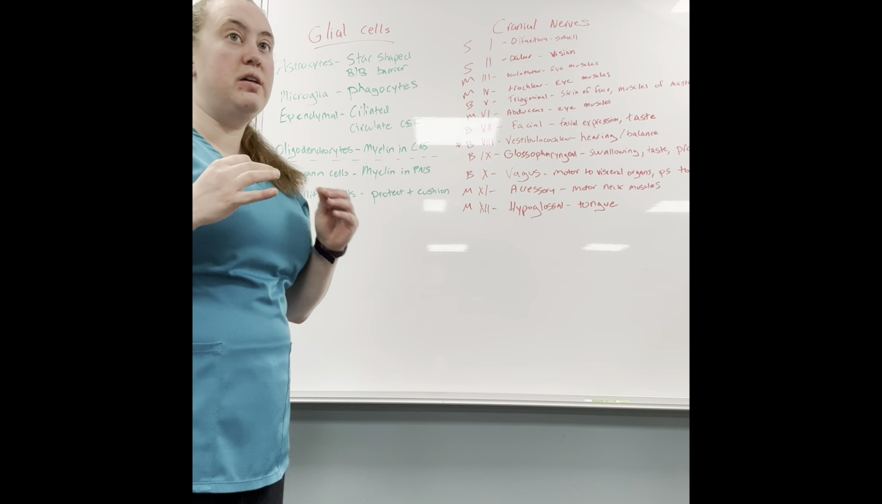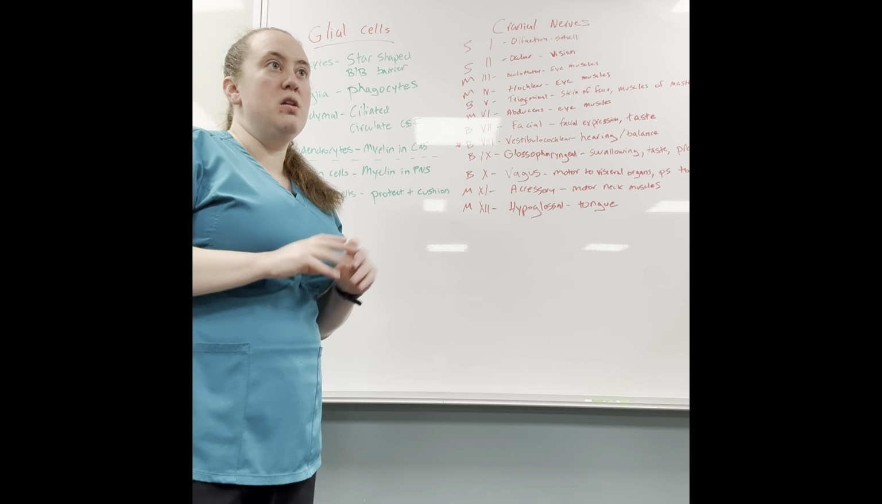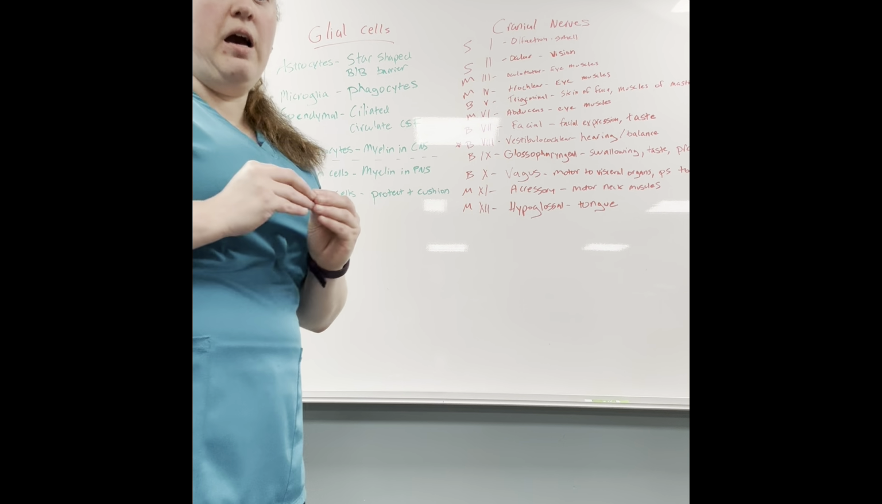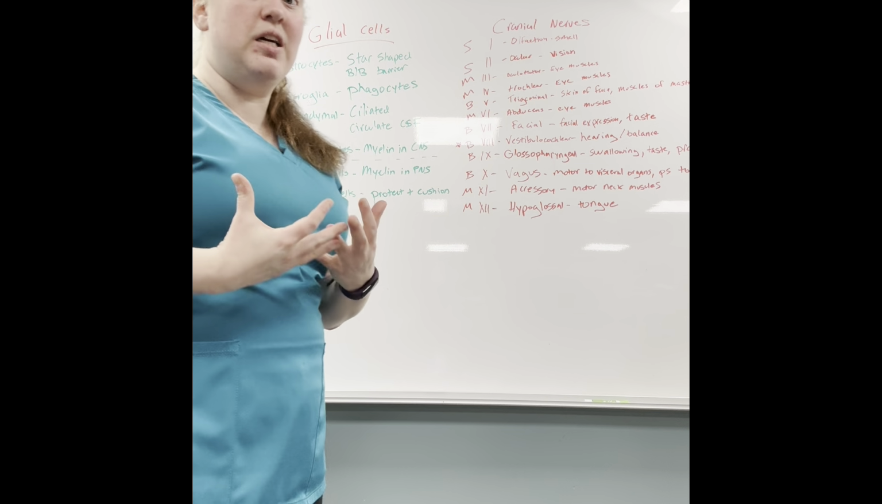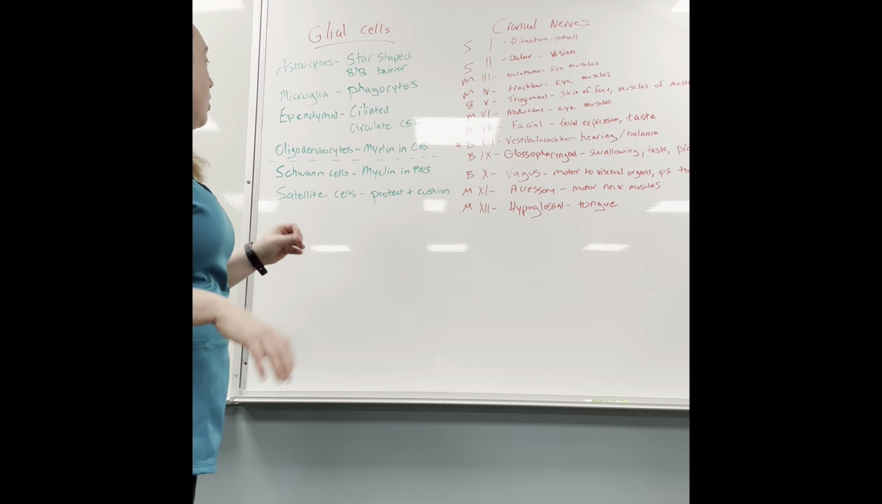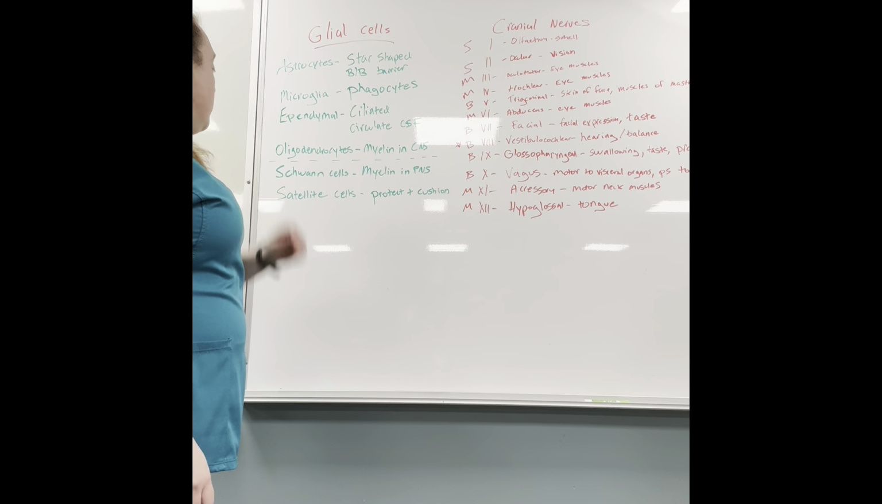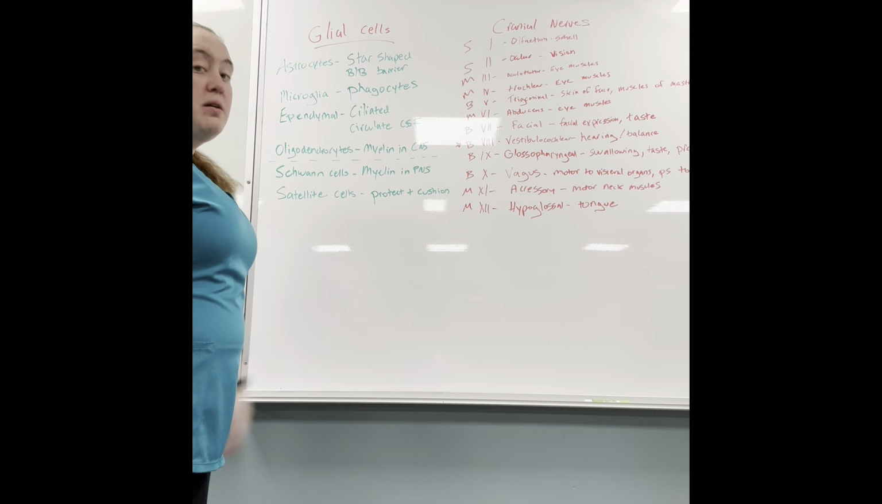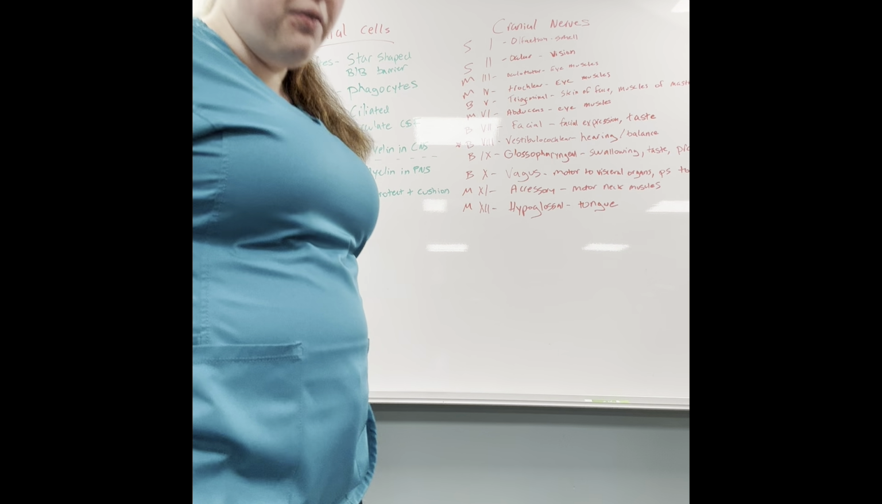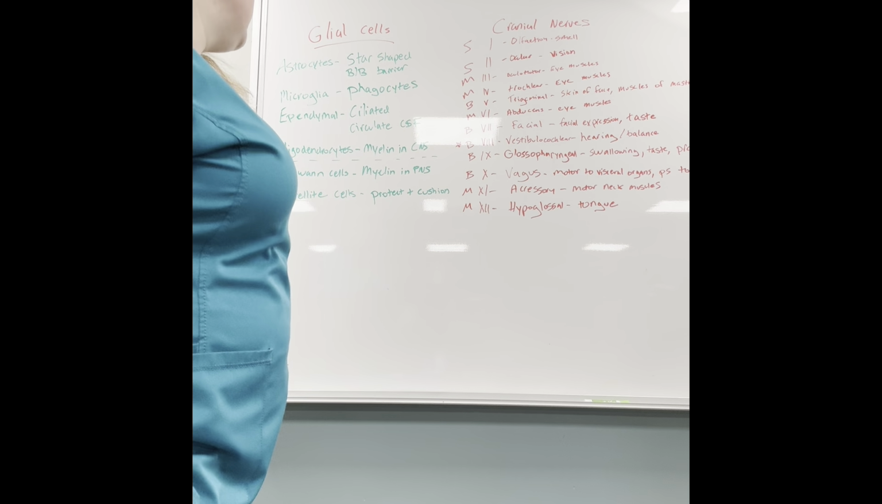Remember that very non-permeable capillaries that don't allow a lot of stuff to get in so that nothing bad happens to our neurons in our brain. Okay, then we have our microglia, they are the phagocytes in the brain.